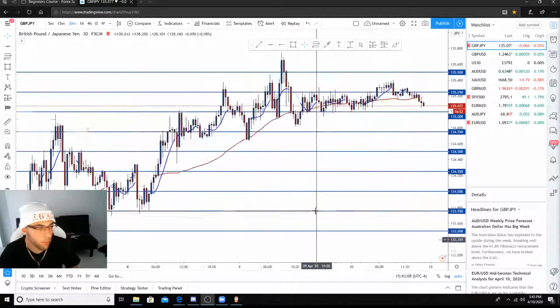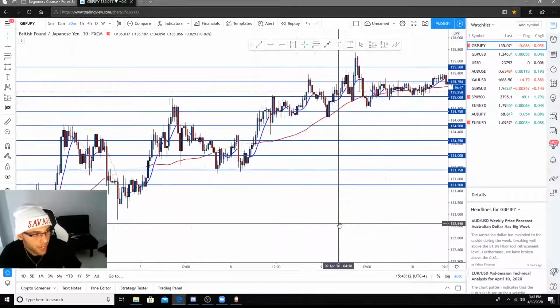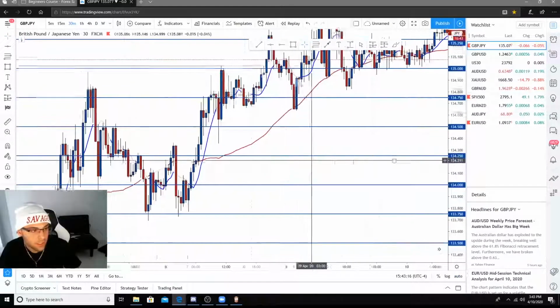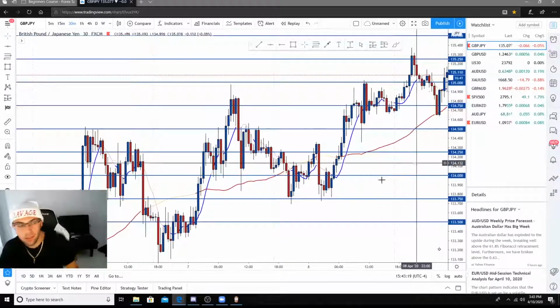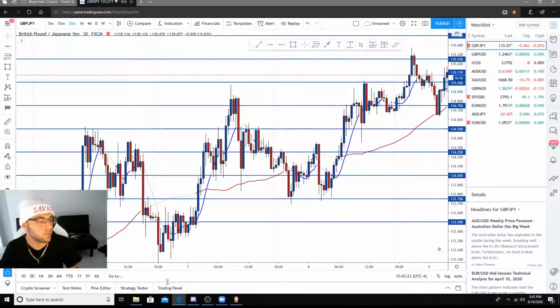Alrighty, guys, welcome to part two of quarters theory. So this is just the 30-minute chart, and I kind of want to show you exactly how this thing seems to respect a lot the pound. GBP JPY, one of my favorite pound pairs.